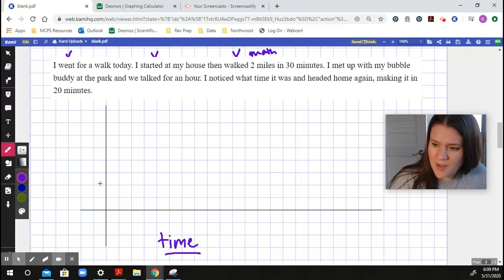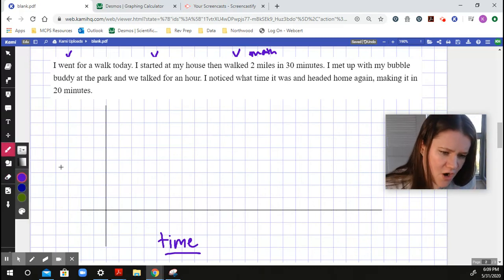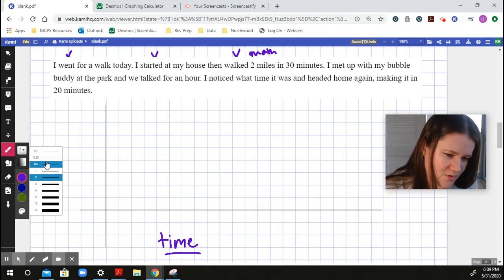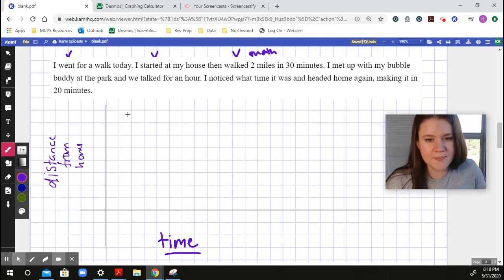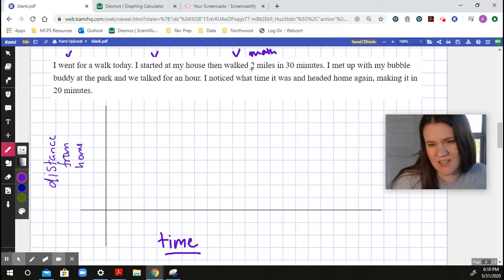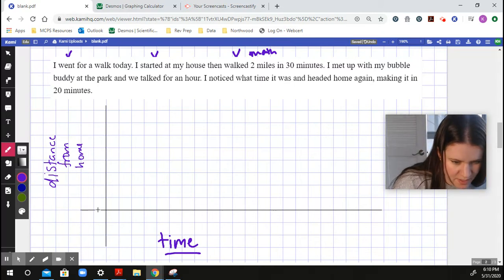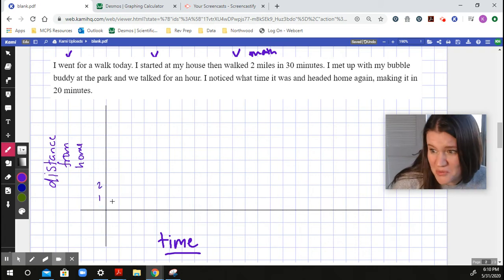And then, what am I measuring with time? Well, I'm trying to see how far I am from home, or distance from home. That's the nice proper way. Let's use a smaller pen. Distance from home. Okay, so what did I have? I got as far as 2 miles, so maybe I'll make each of these a mile. This is 1 mile and there's 2 miles. Oh, it's short, but that's okay.